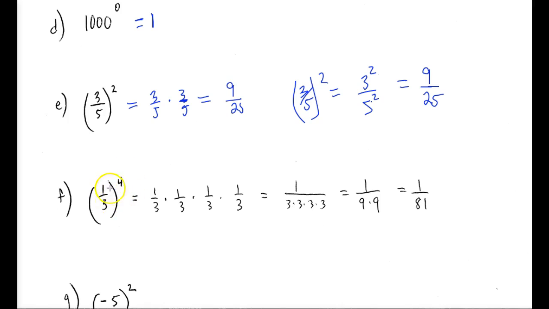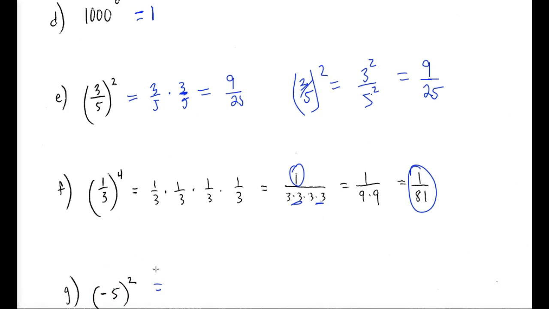For example F, we see that 1/3 raised to the 4th is just 1/3 multiplied times itself 4 times. And of course, 1 times 1 times 1 times 1 is just 1. And 3 multiplied times itself 4 times is the same as saying 9 multiplied by itself twice. And our answer is 1/81. And of course, for example G here, we have -5 raised to the power of 2. When we translate that, that is the same as saying -5 being multiplied times itself twice.